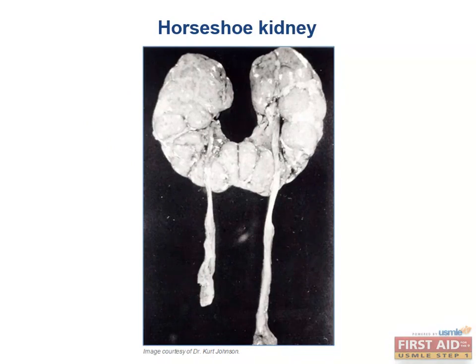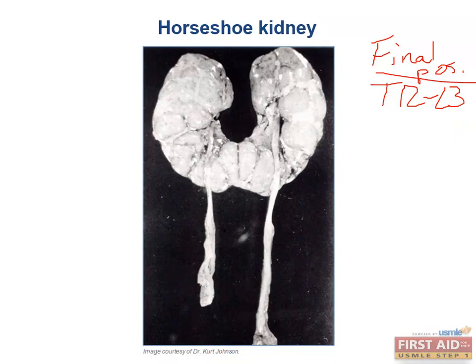Now let's talk about horseshoe kidney. During development, the kidneys rise from the pelvis until they reach their final position. Around which level? The correct answer is T12 to L3. T12 through L3. That will be the final position of the kidneys. Now, if the kidneys' inferior poles fuse, as you see here, before the ascent, they get trapped under the inferior mesenteric artery. They get trapped.